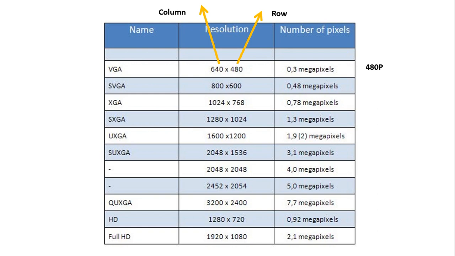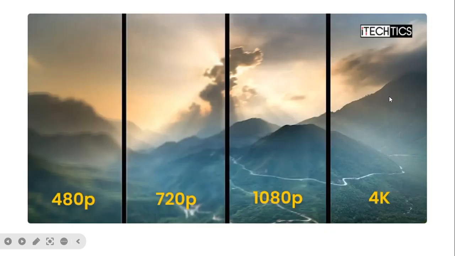Now the different types of resolutions are given. It is 0.3, 0.48, this is not a comma but a point. So when we say 640 VGA, that is 640 into 480. At that time 480 is the rows and 640 is the columns, but if we indicate it by 480p. So this is the resolution.